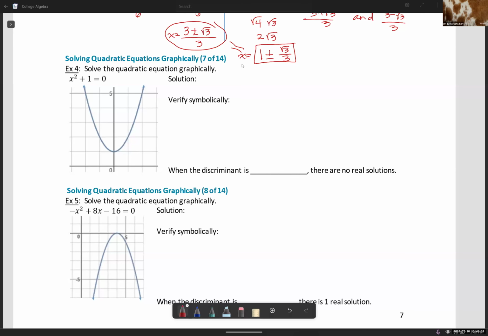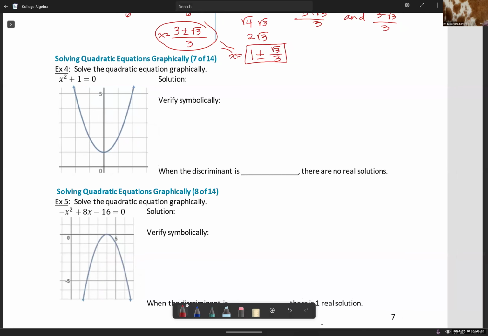We've learned how to do it with the square root property. So the question now is, how do you do it just graphically? All you have to do is graph the left and graph the right. If I graph the left and I graph the right, these never touch. How many solutions would that be? No solution.